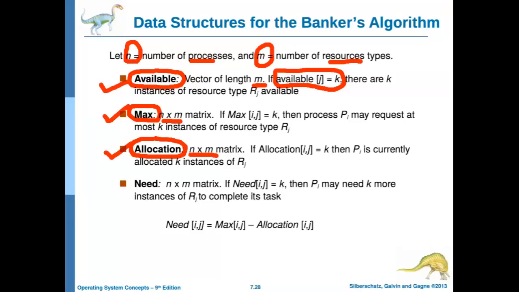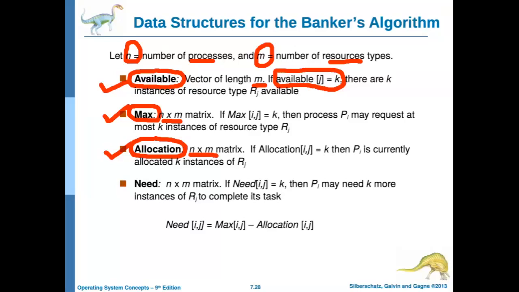Okay, so in P i, i is for selecting the process, j is for selecting the resource types, and k is something like number, count. So allocation of i j. Once you understand max, understanding allocation is very simple.